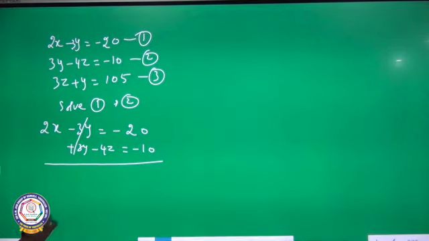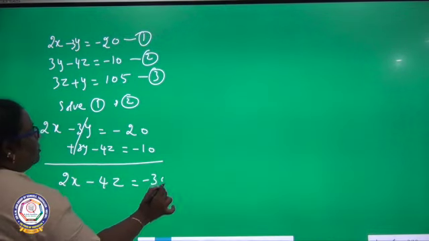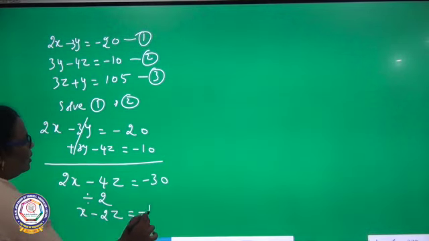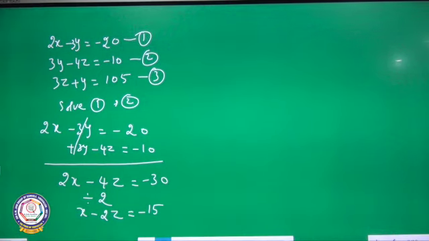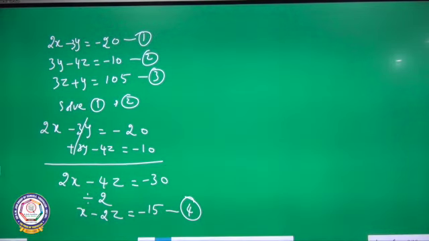What is the remaining value you are having? 2x minus 4z equal to minus 30. See here, it's a multiple of 2, so I can divide the terms. x minus 2z equal to minus 15. I can take this one as the fourth equation.